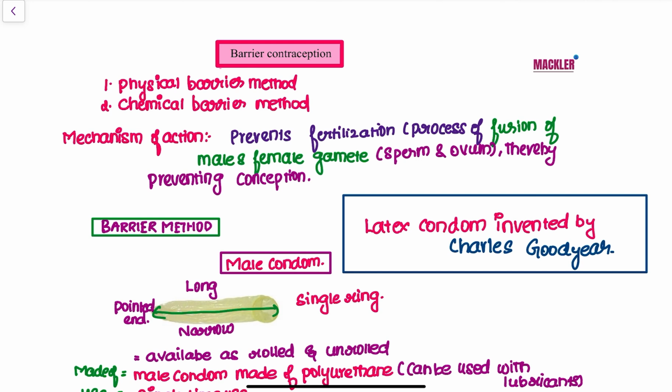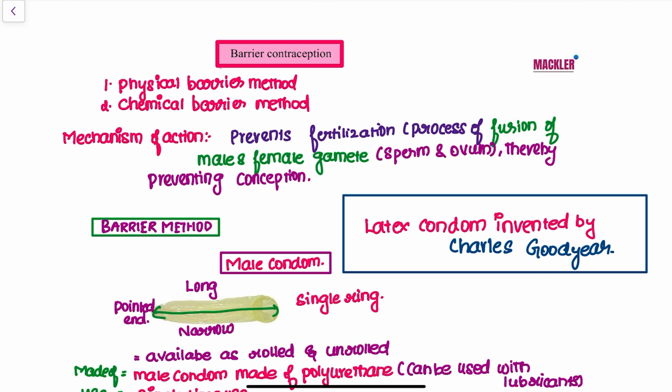The main mechanism is that all these barrier contraceptives prevent fertilization. So what is fertilization ideally? Fertilization is the process where the male and the female gamete fuse. Once they fuse, it results in the formation of a zygote. The male gamete is the sperm and the female gamete is the ovum. Upon the fusion of the male and female gamete, there is formation of the zygote, which in the later stages gets implanted in the endometrial cavity of the uterus.